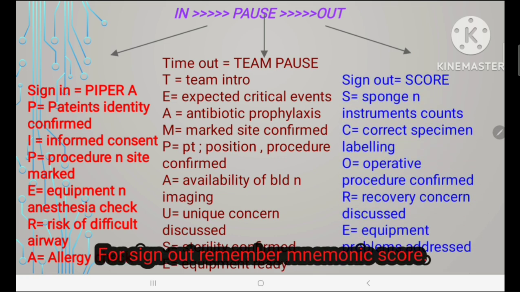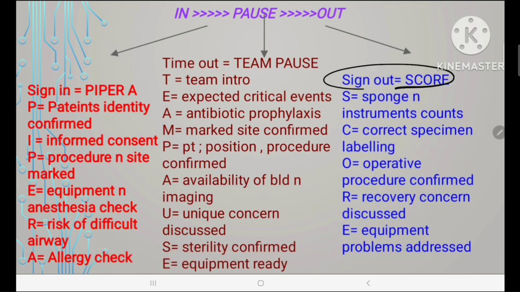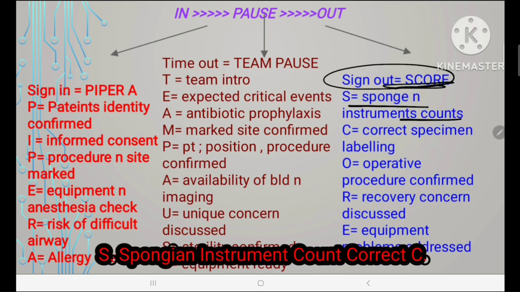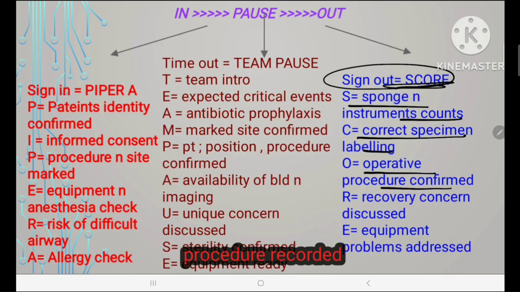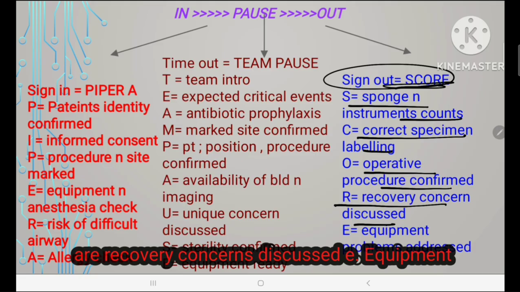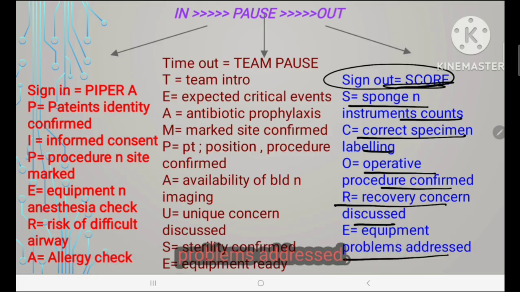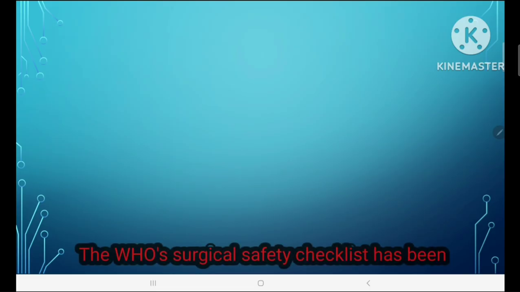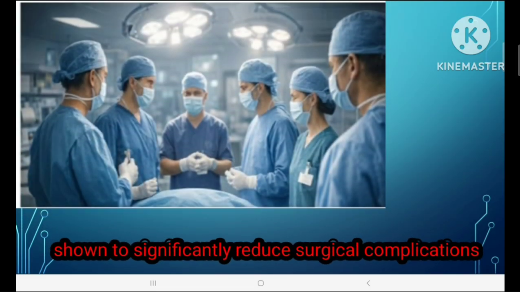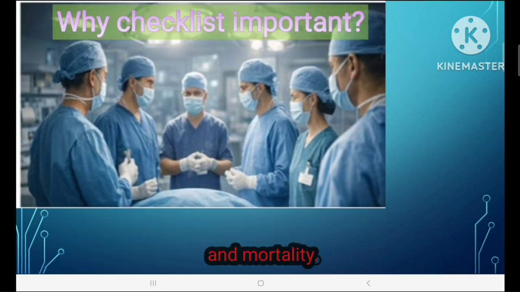For sign out, remember the mnemonic SCORE. S. Sponge and instrument count correct. C. Correct specimen labeling. O. Operative procedure recorded. R. Recovery concerns discussed. E. Equipment problems addressed. The WHO surgical safety checklist has been shown to significantly reduce surgical complications and mortality.